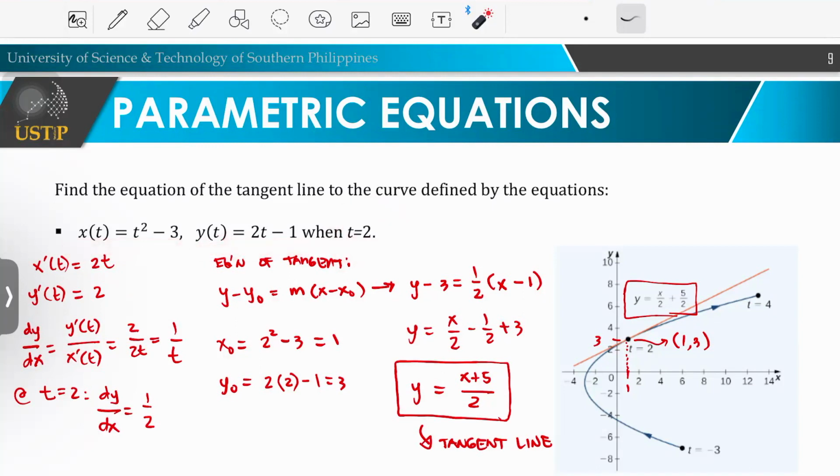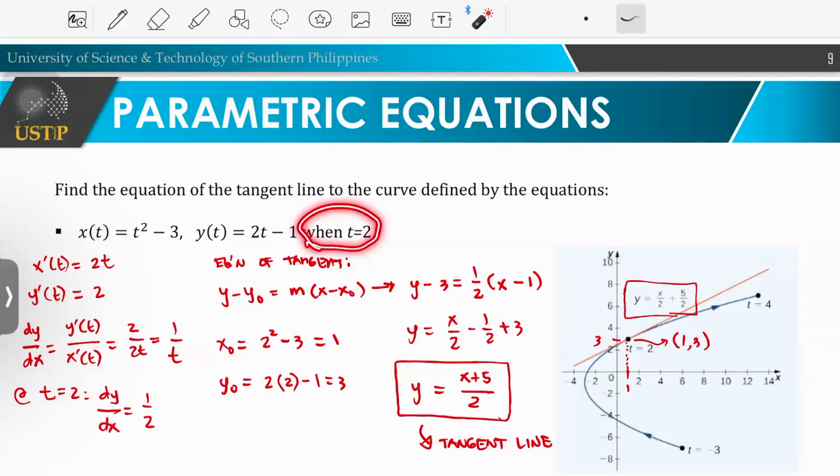So recall, how do we get the tangent line? Of course, we get the derivative first. And then from there, we get the slope, which is also the slope of the tangent line. And then get the point that your tangent line passes through, and then we use them in the equation, okay? So, first, in getting the derivative, x prime is 2t, from here. And then y prime will be the derivative of this, so 2. Okay, so dy over dx must be y prime over x prime, that is 2 over 2t, that is 1 over t.